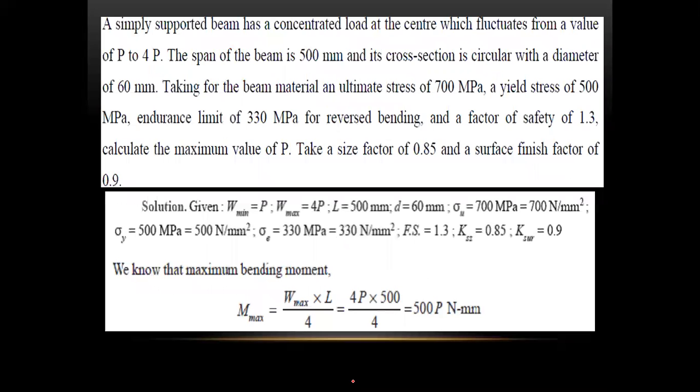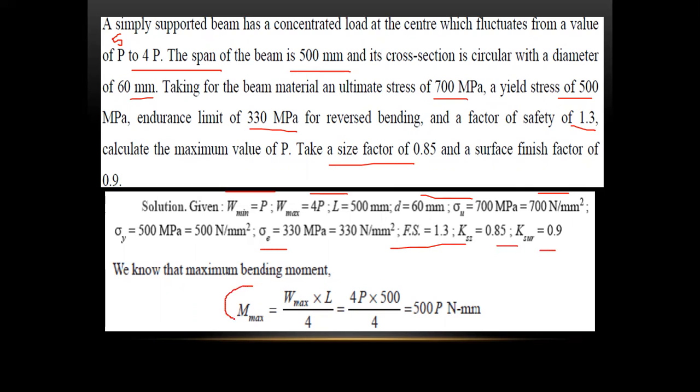Next problem. A simply supported beam with a concentrated load having the values: the span of the beam is 500 mm, the diameter is 60 mm, the stress is 700 MPa, yield stress is 500, endurance limit is 330, factor of safety is 1.3, the size factor is 0.85. At the given values, D value, sigma E value, Fs, Fks, F surface.